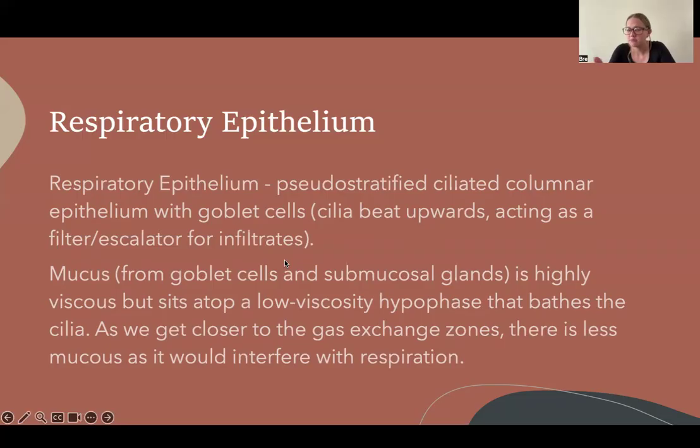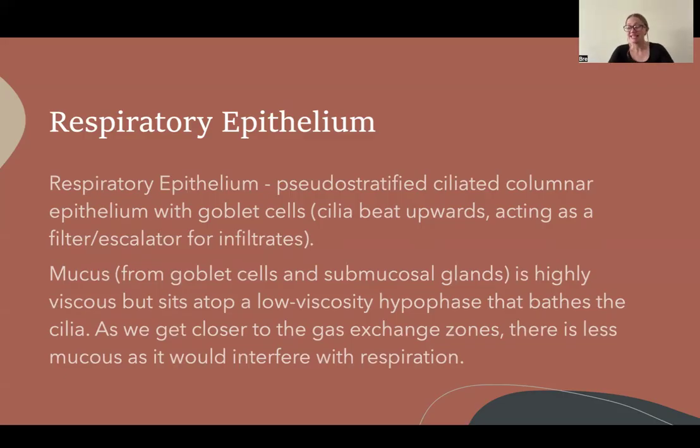The mucus comes from the goblet cells, and also submucosal glands, but it's highly viscous. What does that mean? That's just referring to the thickness. Think of honey. Honey is super thick, super sticky. That's like the mucus here. And why is it that way? Well, it has to trap that debris and those pathogens. So it traps them in this thick mucus, which sits on top of the cilia, and the cilia push it upwards. Think of someone on an escalator being pushed up.